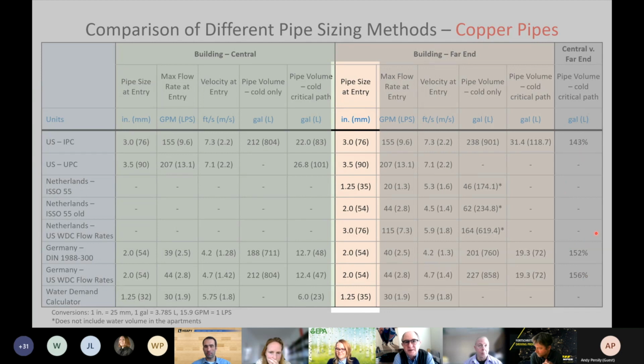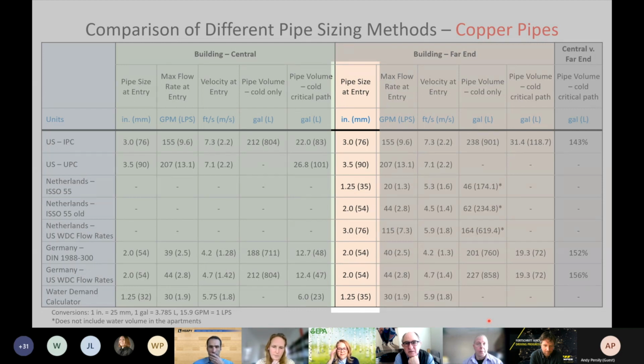The water demand calculator is the same diameter as the Netherlands ISO 55, but look to the next column and you can see that the maximum flow rates are different and yet the velocities are similar, right? It's very interesting to me to see that. Each of our methods has enough differences that we're still not quite at the root of the issues yet, but we're getting close. I think this has been a very useful exercise to better understand how the different methods impact the choices.